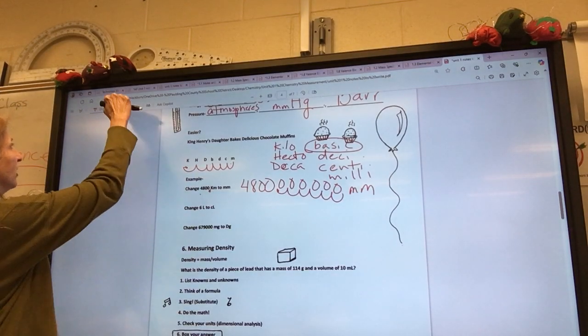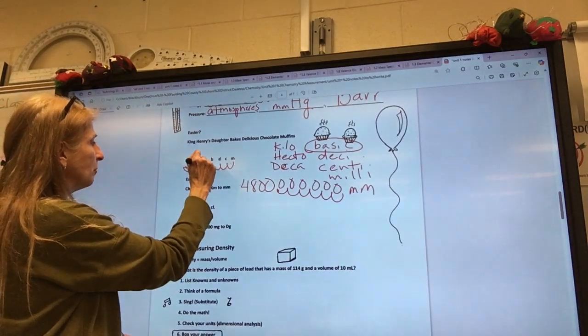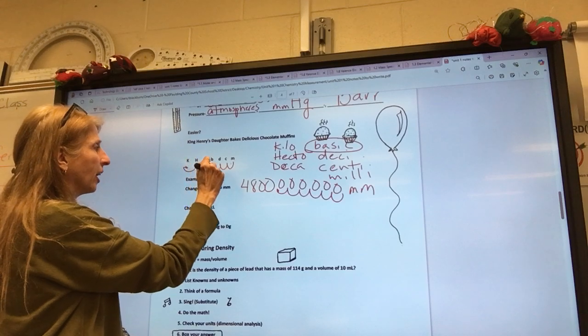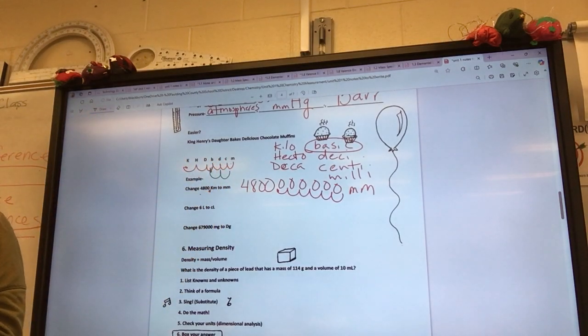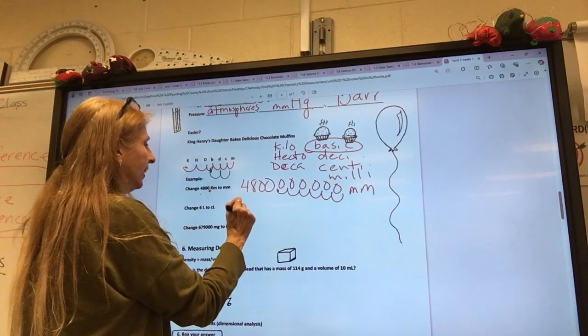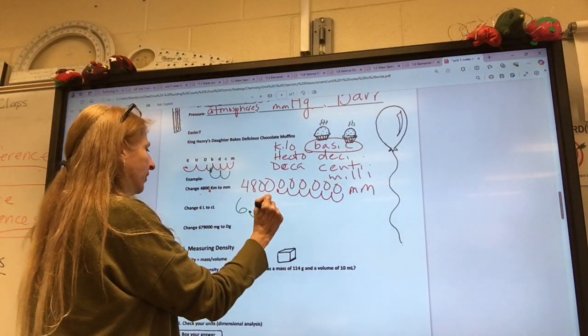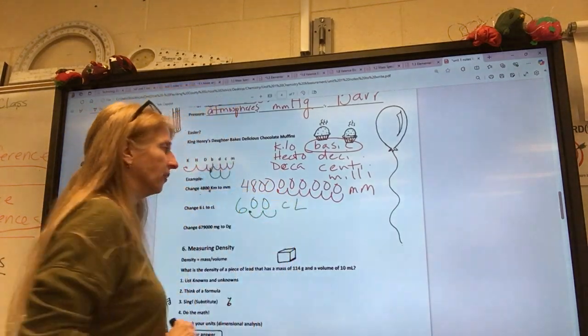Okay, so now I'm going to change the color. We're going to go green this time. So this time I'm going from basic to centi. So I'm starting right here, and I go 1, 2 hops. Everybody see how I did that? So now I'm on 6. We're going to go 2 hops this way, and it's going to be 600 centiliters.